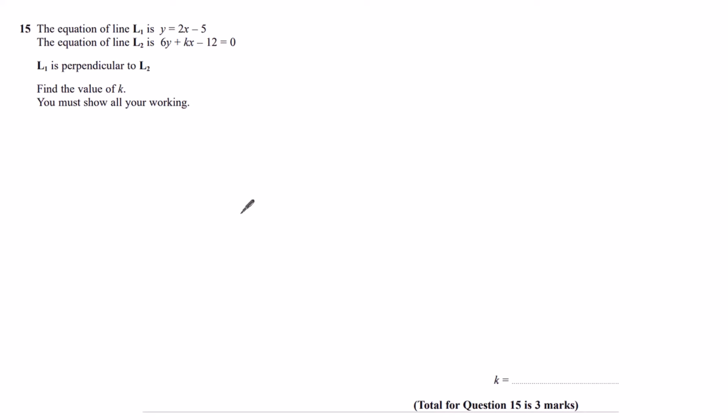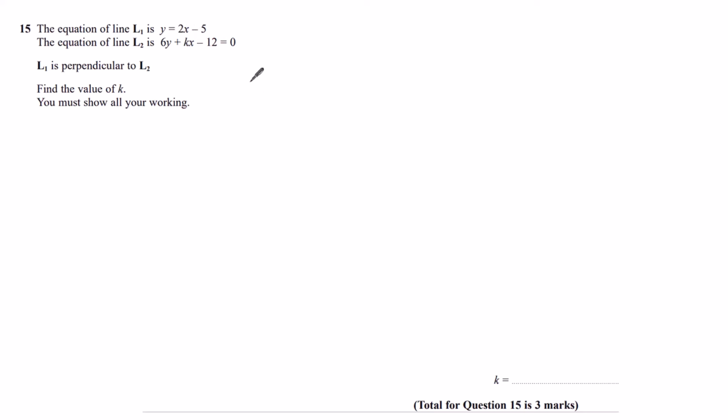Question 15. The equation of line L1 is y is equal to 2x minus 5, and the equation of line L2 is 6y plus kx minus 12 is equal to 0. L1 is perpendicular to L2. Find the value of k, and you must show all your working. Well, the equation of line L1 is already in the form y equals mx plus c, and so I know the gradient of that line to be 2.